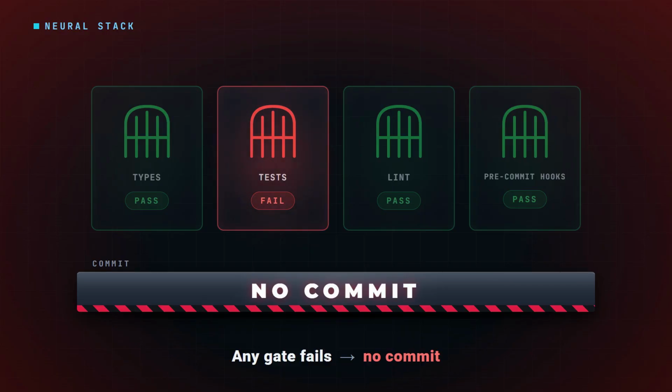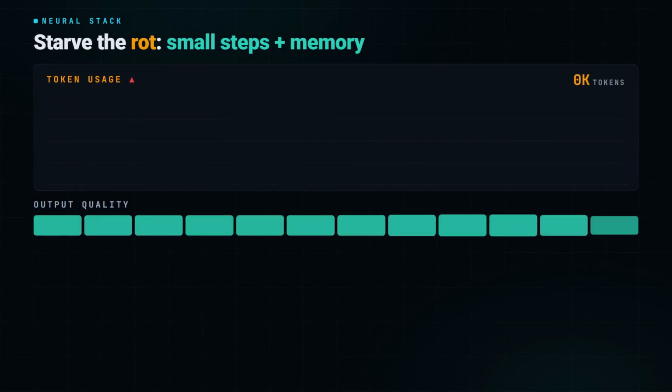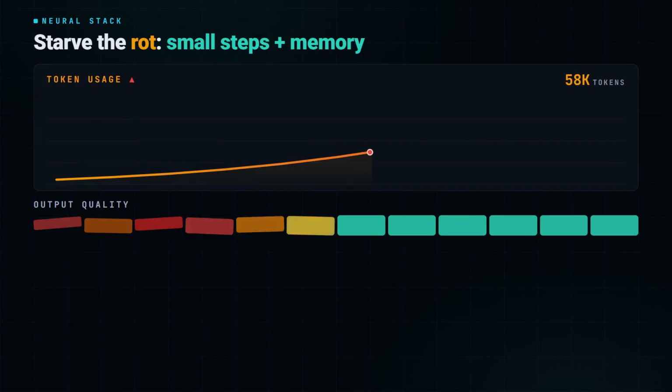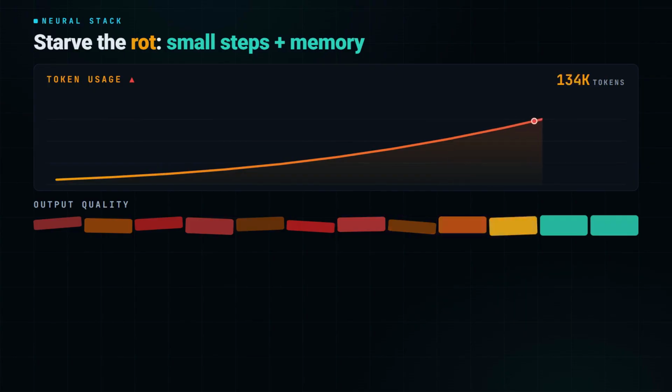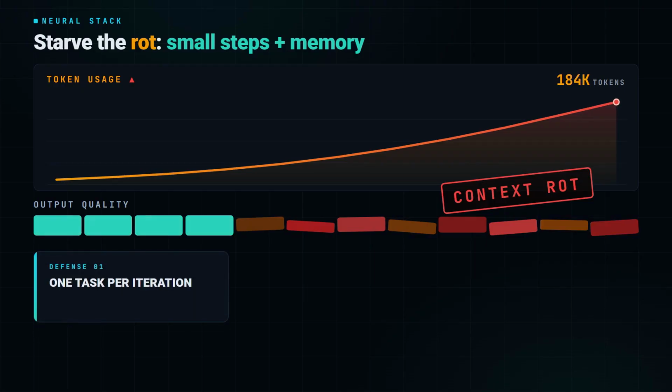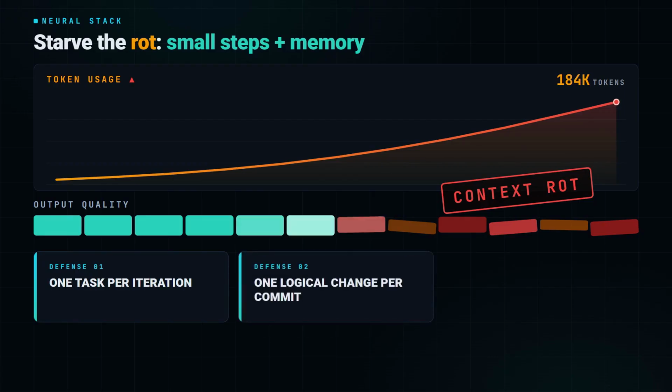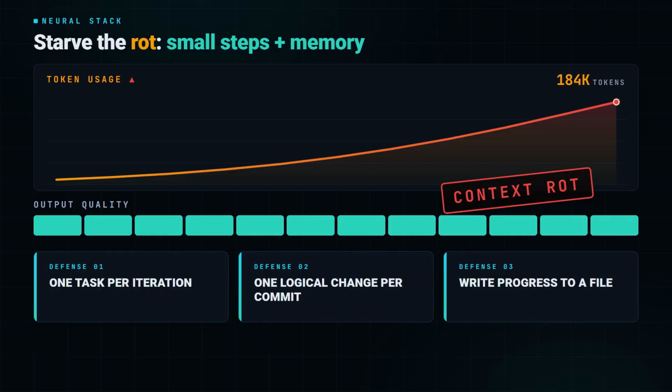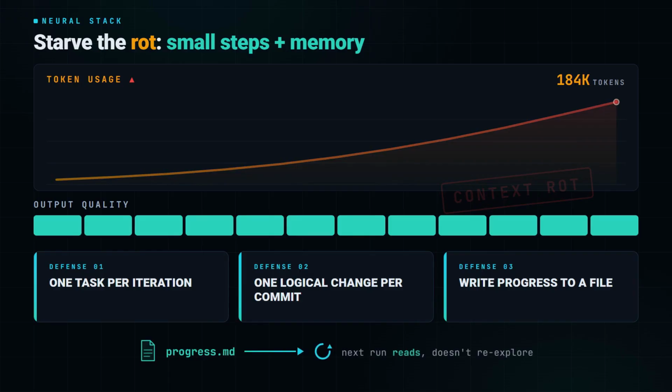The gate stays shut. Now, the long-run problem. Quality doesn't fail all at once. It rots. It's called context rot. As token usage grows across a run, the output quietly degrades, and you fight it by starving it. The Ralph loop's core constraint is one task, one feature, per iteration. That keeps the context tight and focused. Keep every change small. One logical change per commit. And here's the move people skip. Have the agent record its progress to a file each iteration. That way, the next run reads the notes, instead of burning tokens re-exploring the whole code base from scratch.